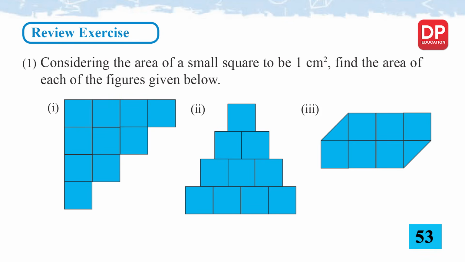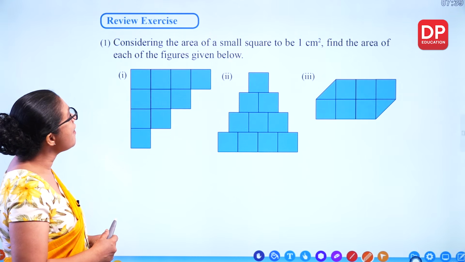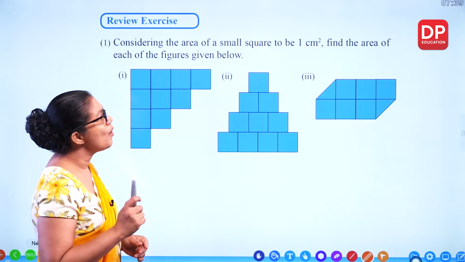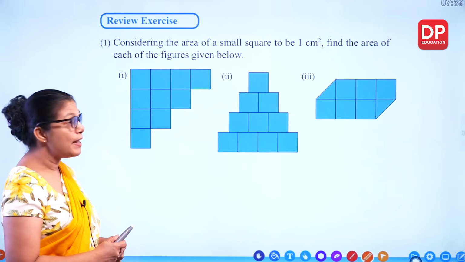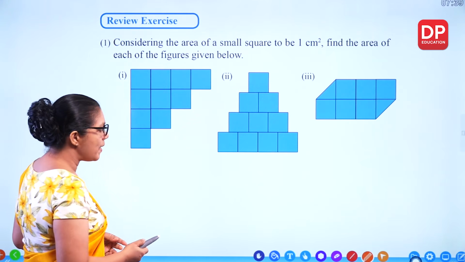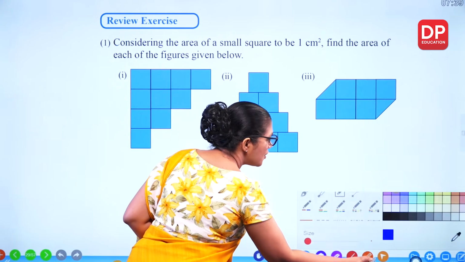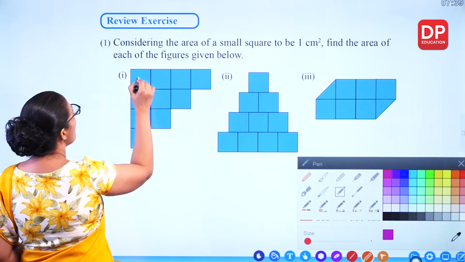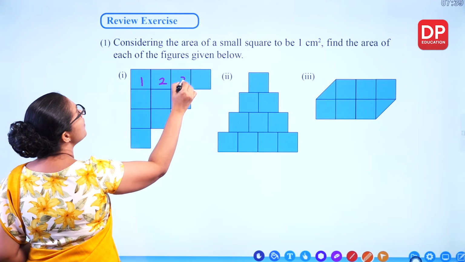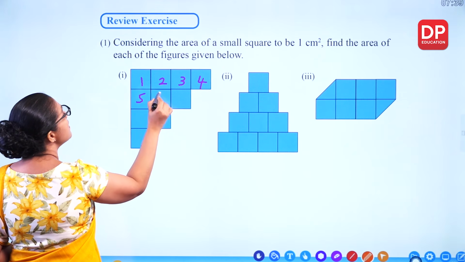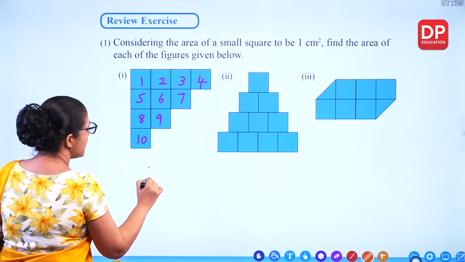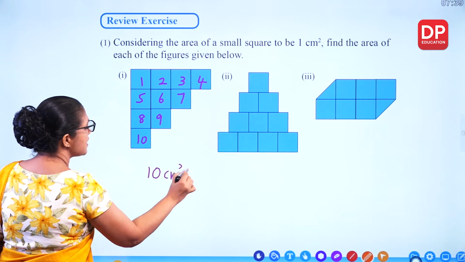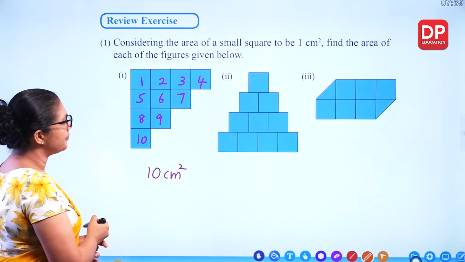Now we'll look at the exercises in your textbook. Review exercise. Considering the area of a smaller square to be 1 square centimeters. Find the area of each of the figures given below. So we'll count how many squares are there. 1, 2, 3, 4, 5, 6, 7, 8, 9, 10. 10 square centimeters is the area of this figure.